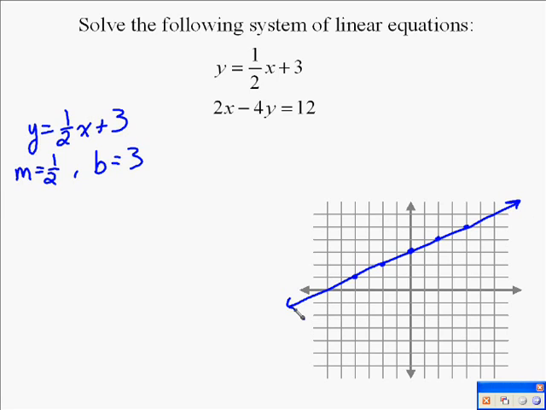Now we're going to look at the other equation, and on this one I'm going to go ahead and use the xy intercept method of graphing. So we have 2x minus 4y equals 12. The xy intercept method plugs in 0 for y to get the x-intercept, and then 0 for x to get the y-intercept.